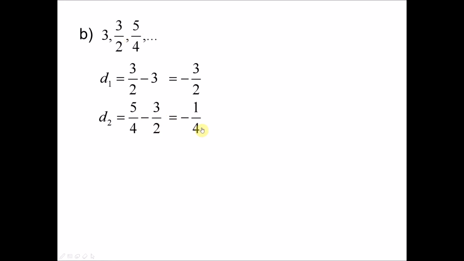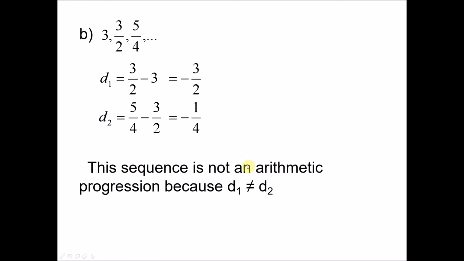We are given this sequence, 3/2, 5/4. So we try to find the first difference by taking 3/2 minus 3. You get -3/2. We try to find the second difference by taking the third term minus the second term. You key in the calculator, you get -1/4. Are they the same? No, they are different. Hence, there is no common difference. D1 is not equal to D2. This is not an arithmetic progression.